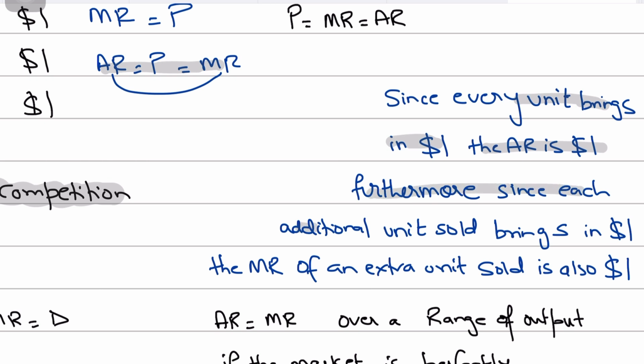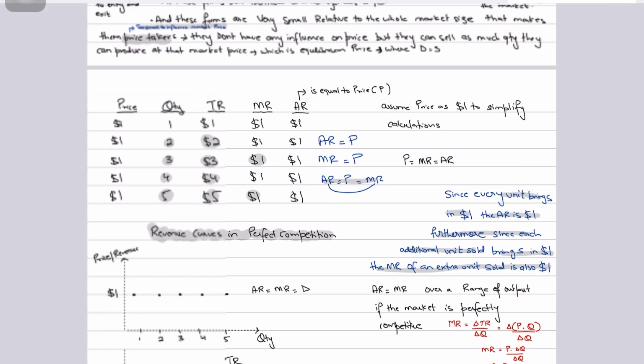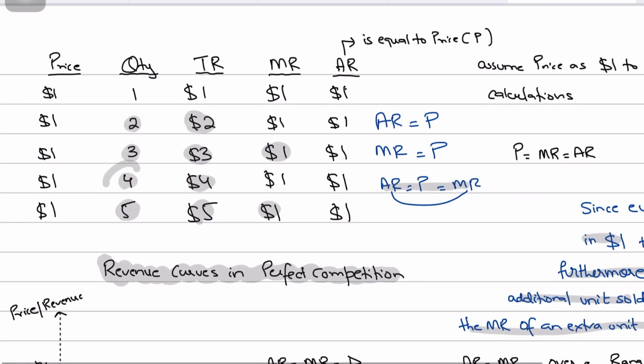Furthermore, since each additional unit sold, because now we'll talk about marginals, brings in $1, the MR of an extra unit sold is also $1. That is the marginal revenue, the extra revenue that you gained because you sold an extra unit, is also $1. Just like I said, let's say you ended up selling 4 units and now the next day you ended up selling, let's say, 5 units. So you sold an extra unit.